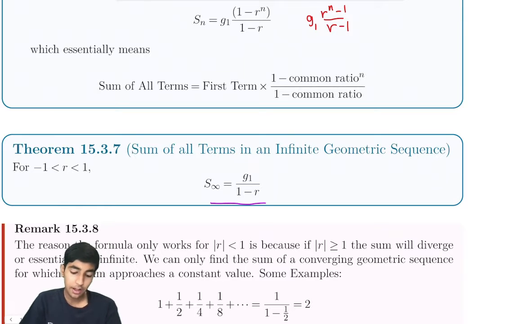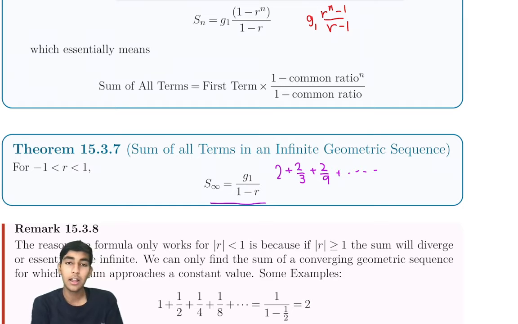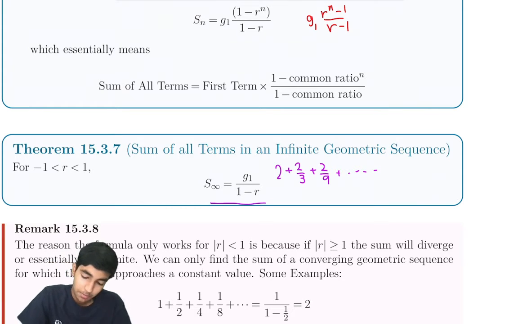Here's a good formula for the sum of terms in an infinite sequence. So let's say we have a sequence like this: 2 plus 2/3 plus 2/9 plus so on. So it's an infinite sequence. It doesn't just end like that. The sum is the first term over 1 minus the common ratio, which is 1/3 in this case, right? So this is equal to 2 over 2/3, 3. So the sum is 3.